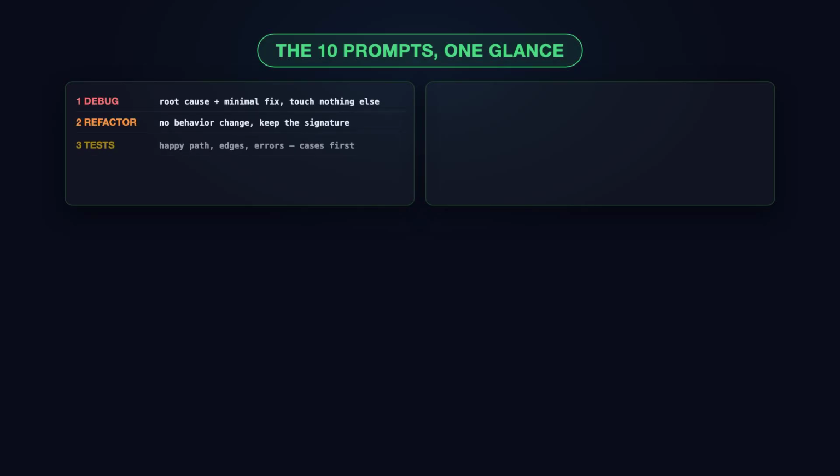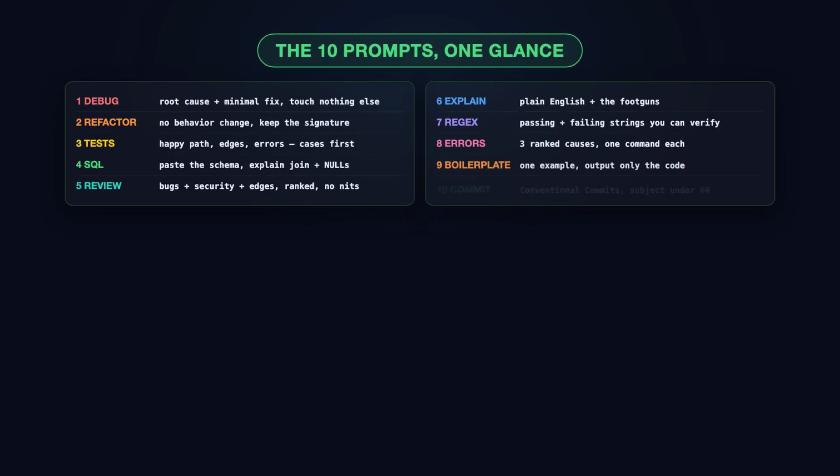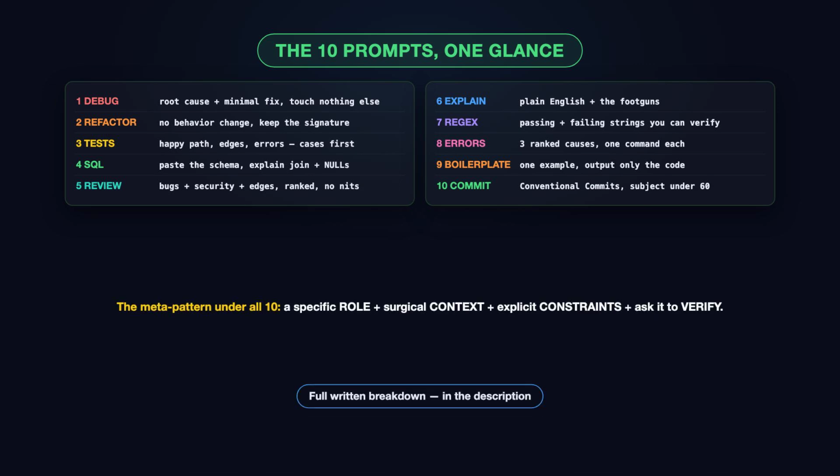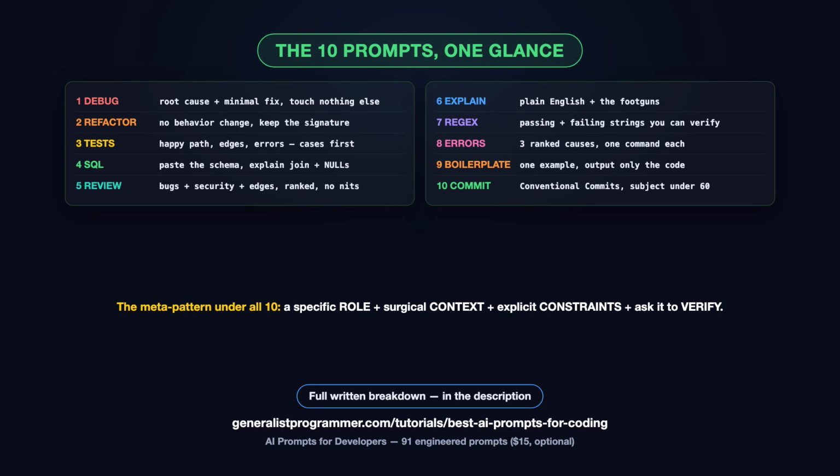So there are your 10 prompts. Debug, root cause plus minimal fix, don't touch the rest. Refactor, no behavior change, keep the signature. Tests, happy path, edges, and errors, cases first. SQL, paste the schema, explain the join and the nulls. Review, bugs, security, edges, ranked, skip the nits. Explain, plain English plus the footguns.